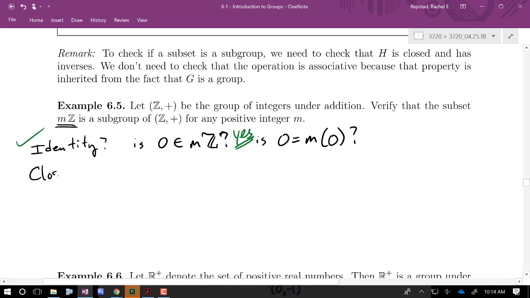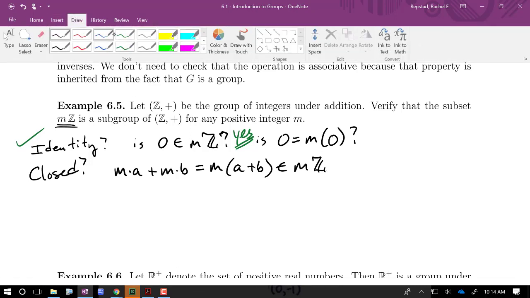Next, is it closed? So if we take two multiples of m, if I take m times a, for example, plus m times b, just using a little bit of regular old algebra, we could factor out the m, and we get a plus b, and that's a multiple of m. So this itself is in the set mZ. So we could check this off.